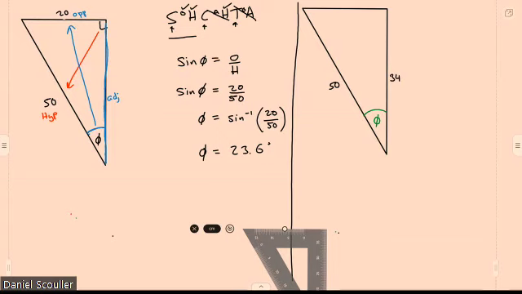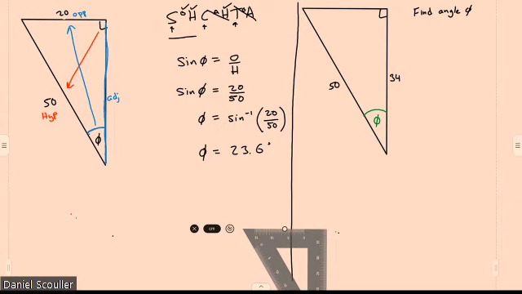Find the angle. What's that? Oh, it's in there. I don't know anything about this. I implied it was right angled, right?